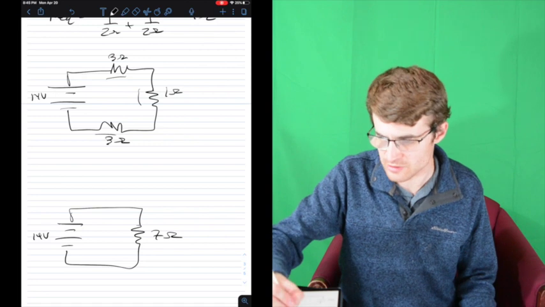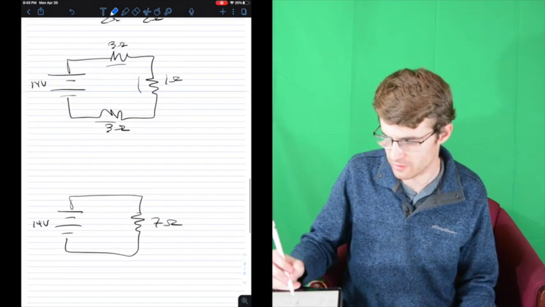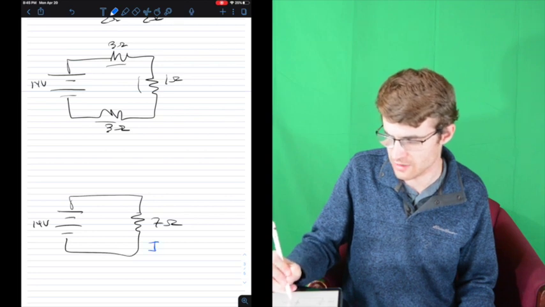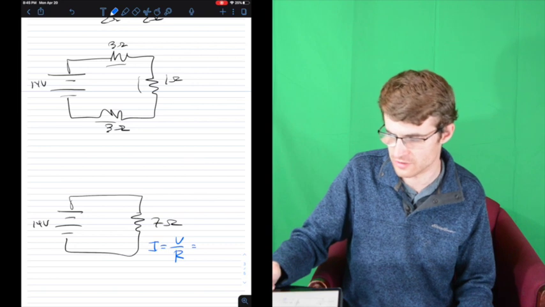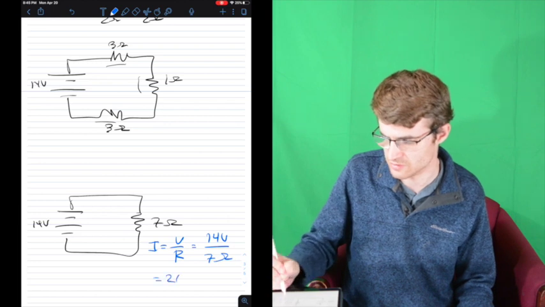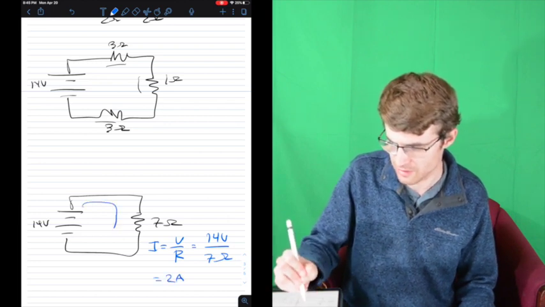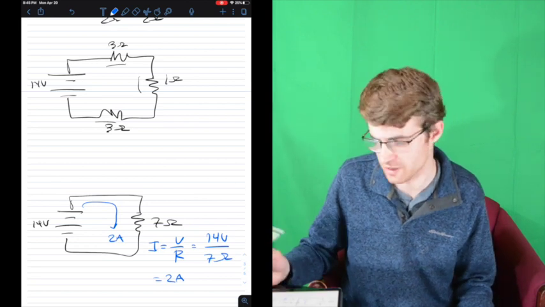So the next thing that we're going to do is find the current that's going to come out of that battery, and we're going to use Ohm's law to do that. I is equal to V over R, so the change in voltage here is 14 volts, which is how much we drop over that resistor, and it's a 7 ohm resistor, so 2 amps is coming out of that battery, and we're ready to move backwards now.